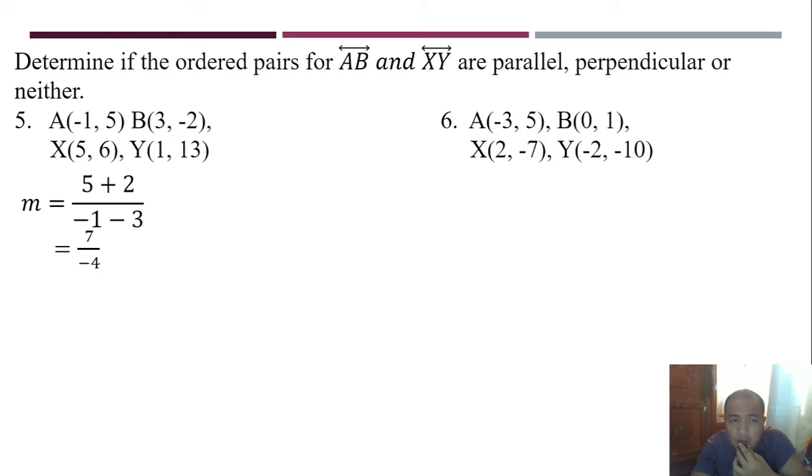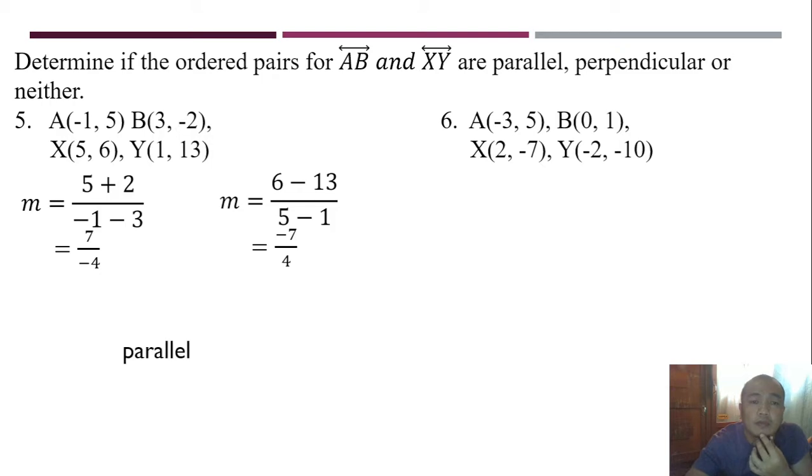For line AB, negative 7 over 4. For line XY, negative 7 over 4. Correct. So if they have the same slope, what can you say about number 5? Lines in number 5, they are parallel. How about in number 6?